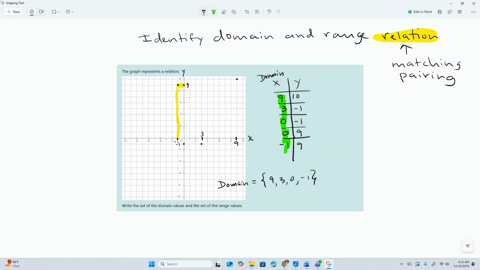range. Let me change the color. The word range is going to be all the Y's. And this will be called a range. So when you write the answer, again, I'm going to write 10. Now you see I have the -1 repeated. You only write it once. -1 and 9. And this will be the range.